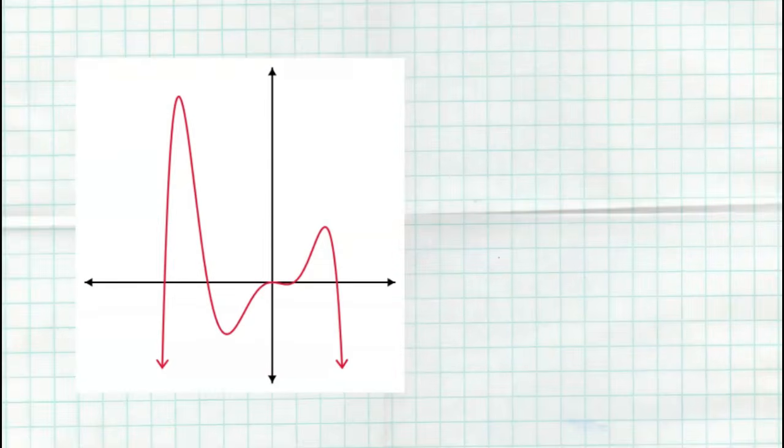Here's another one where both ends are opening down. And guess what? We do see this absolute global maximum in between. We also see some relative mins and maxes as well. But when you're an even degree polynomial, you must have an absolute max or absolute min.